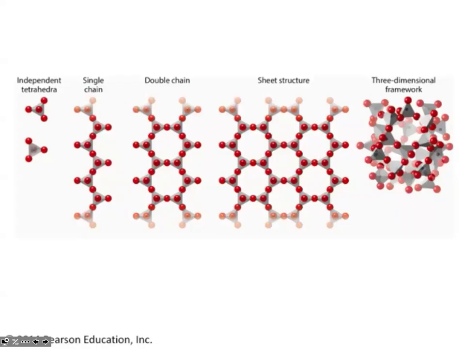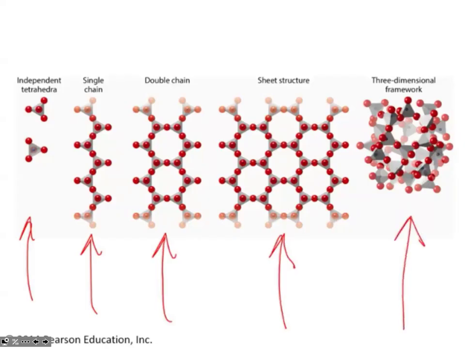You can see that they can be independent tetrahedra. The tetrahedra can be linked together in single chains. The tetrahedra can be linked together in double chains. The tetrahedra can be linked together in big sheet-like structures, or it can be more complicated.